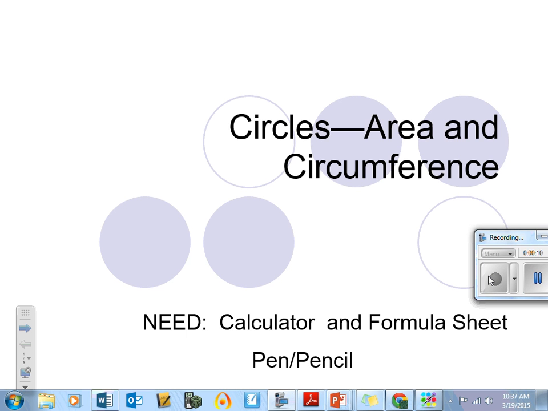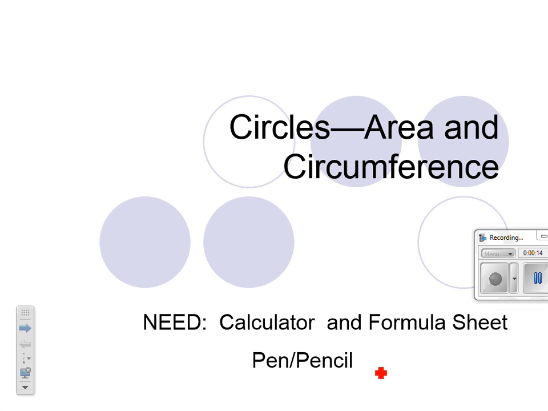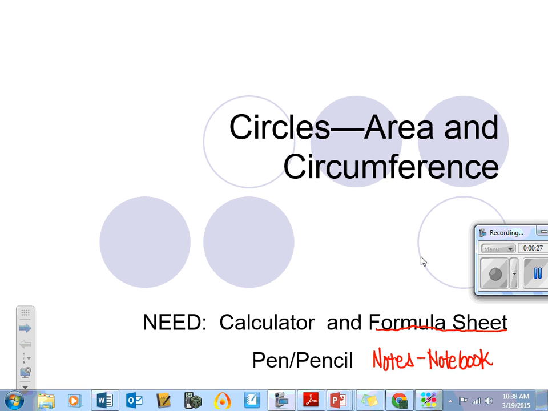So you need your calculator, your formula sheet, and a pen or a pencil, and your notes. You will take notes in your notebook, okay? And then you can write down the formulas on your formula sheet. There are no examples on your formula sheet. All right, here we go.